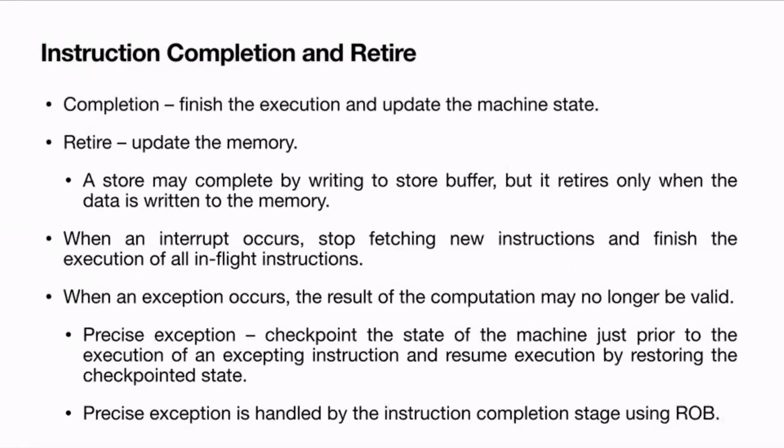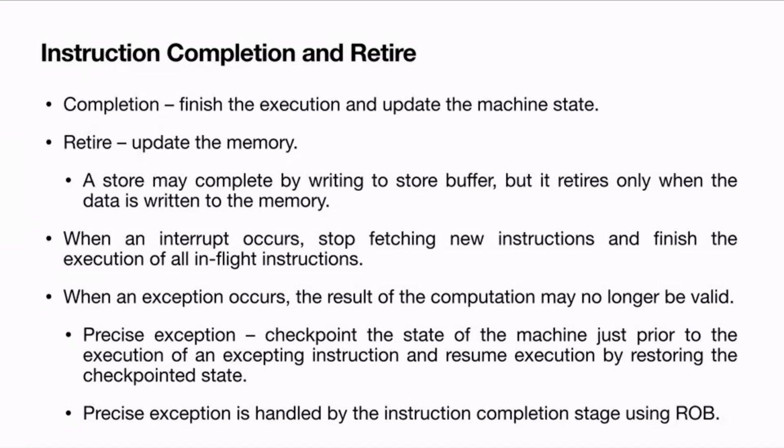And when an exception happens, the result of the computation may no longer be valid. In such cases, our processors can support precise exceptions, where we checkpoint the state of the machine. State of the machine is nothing but all the architectural register contents and so on. We checkpoint that just prior to the execution of the instruction which is causing an exception, divide by 0 or something. And then we resume the execution by restoring the checkpointed state.